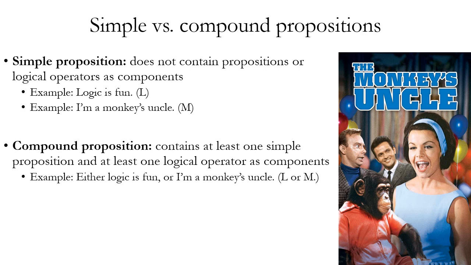A compound proposition is one that contains at least one simple proposition and at least one logical operator as components. An example of a logical operator is the word or. Another example is the word and. So an example of a compound proposition is either logic is fun or I'm a monkey's uncle. In this case, we have two simple propositions, L and M, but we have a logical operator as well, or. And the compound proposition will at least contain one of those operators. It may also contain, and usually does, more than one simple proposition as well.